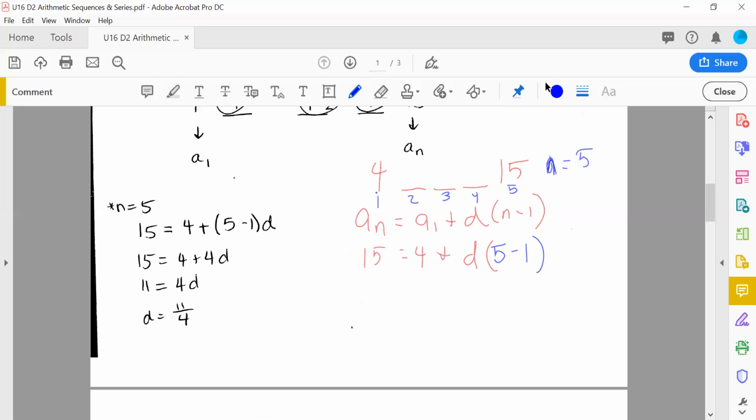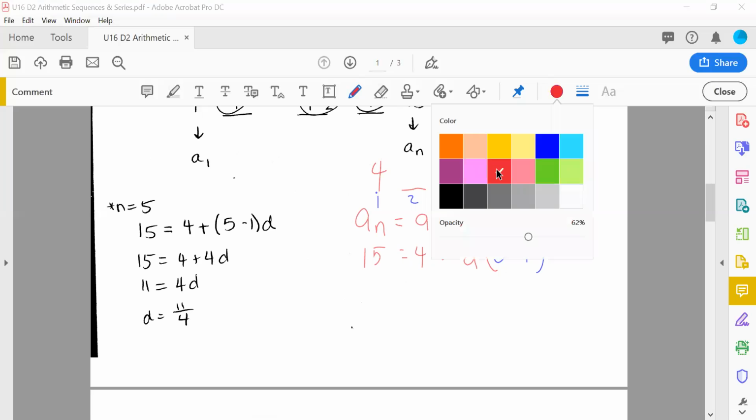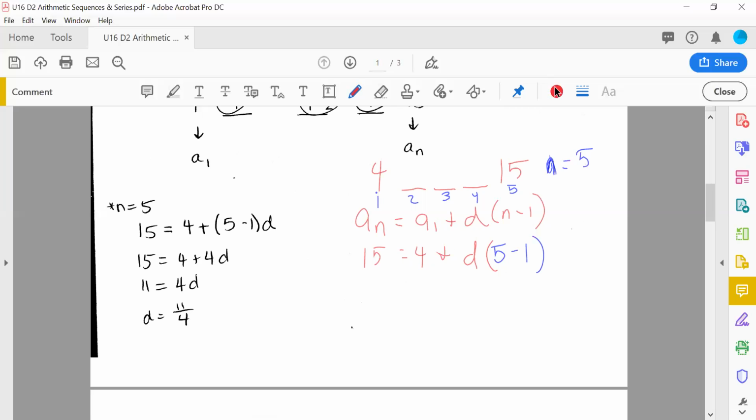Okay, and if I'll just go back to red just to finish this problem up. And then if I work that through, that's exactly what's over here. So 15 equals 4 plus 4d. I guess that's why they do n minus 1 times d, right? Especially if you're solving for d, it makes sense. And d equals 11 over 4.